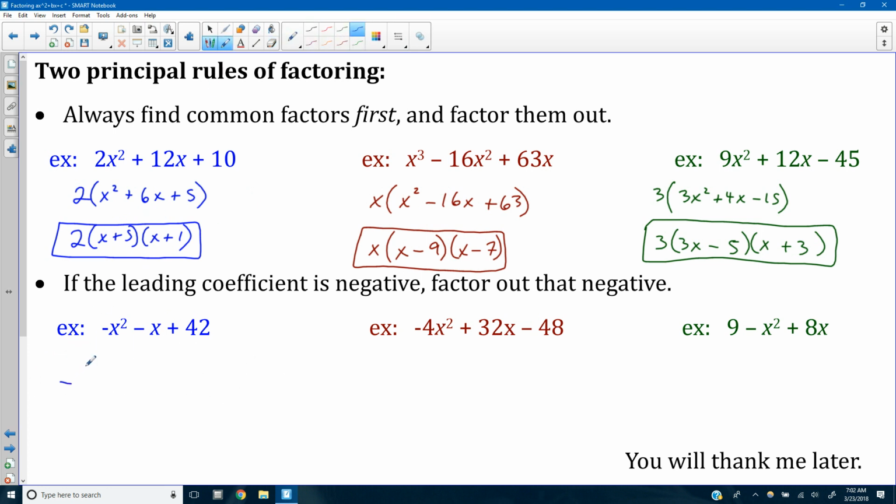And technically I'm factoring out a -1, but they generally don't write that. And what you're going to do is basically write all the signs in reverse of what they were before. So this negative becomes a positive, this negative becomes a positive, this positive becomes a negative. As you distribute back in, you can see how this would become that. So just like these numbers stay on the outside, or this variable, this negative will stay on the outside as well. And I'm going to factor out the inside.